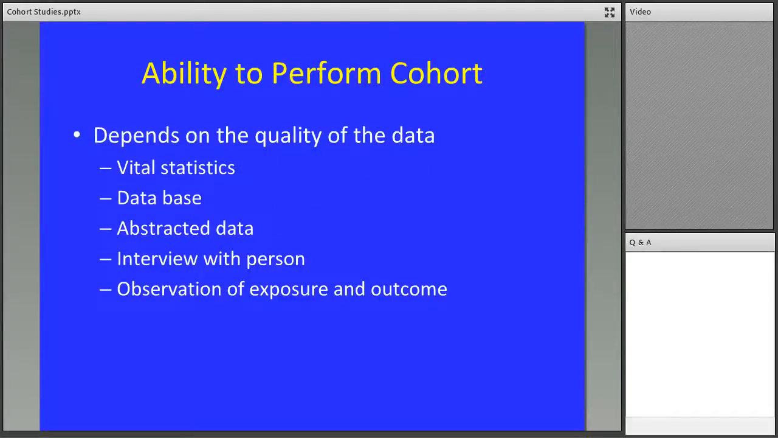So your ability to perform a cohort depends on the quality of the data. So let's talk about a couple of different data sources. There's vital statistics data. An example of that would be birth or death certificates. There's databases. Many hospitals keep databases of their own patients, for example. There's abstracted data, which is a variation on chart reviews. There's interviews with a person, and then there's direct observation of the exposures and the outcomes.